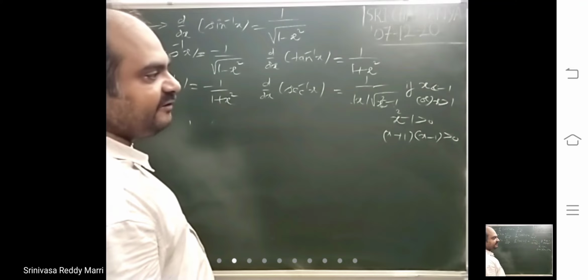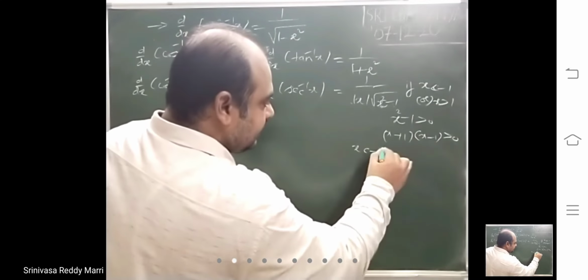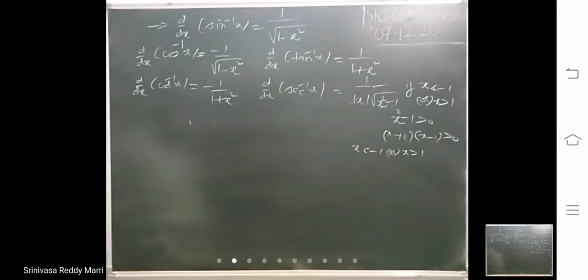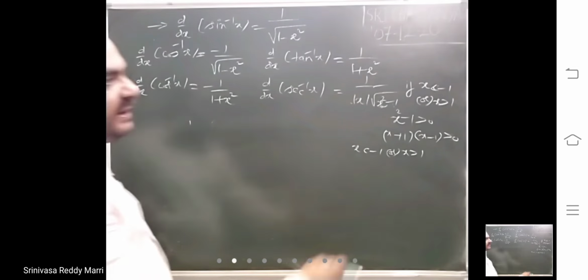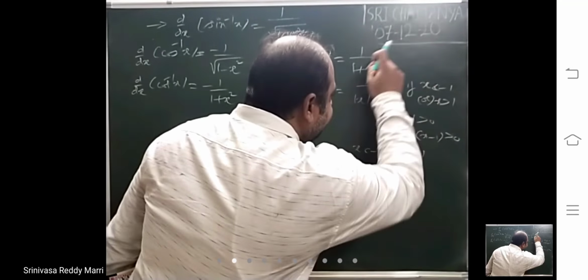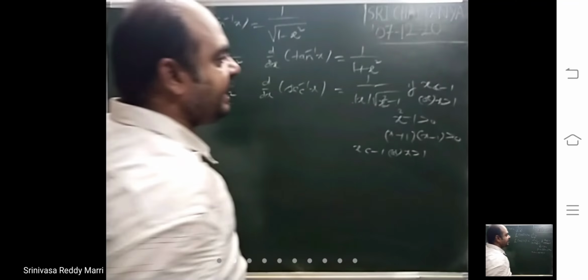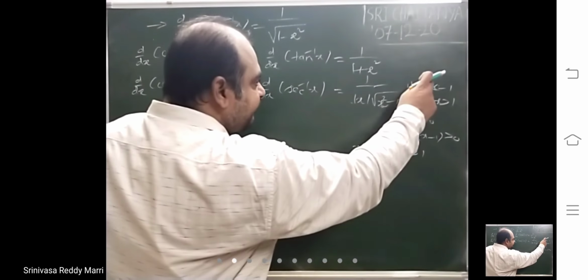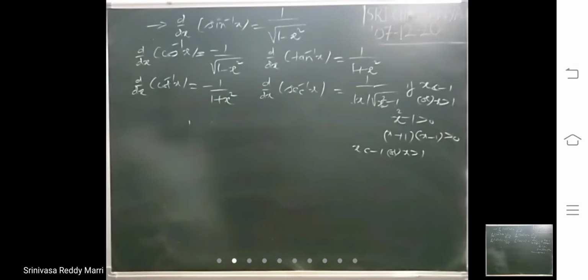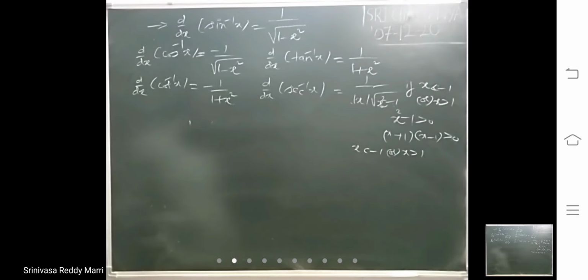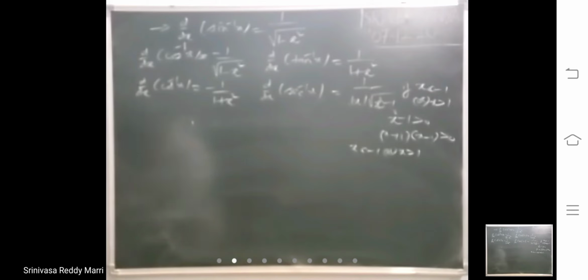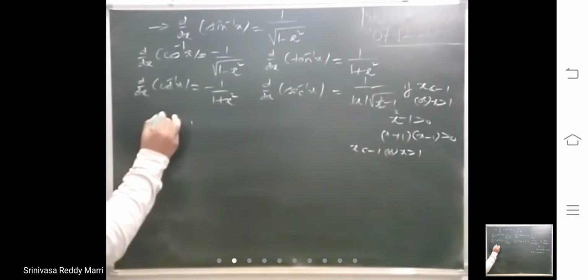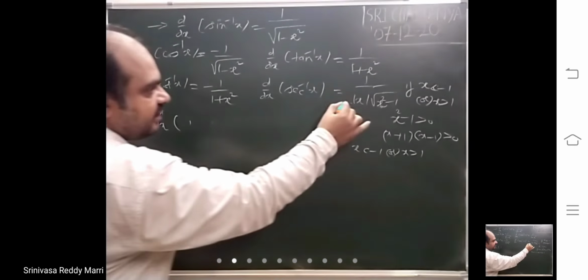This means x minus alpha into x minus beta greater than 0, which means x less than alpha or x greater than beta. That means in this interval only the derivative will be defined. This is nothing but the domain of f dash x, where the function is differentiable. Otherwise, the derivative will not exist, as the term under the root will become negative. This we will deal with in two cases. Basic formula is this.